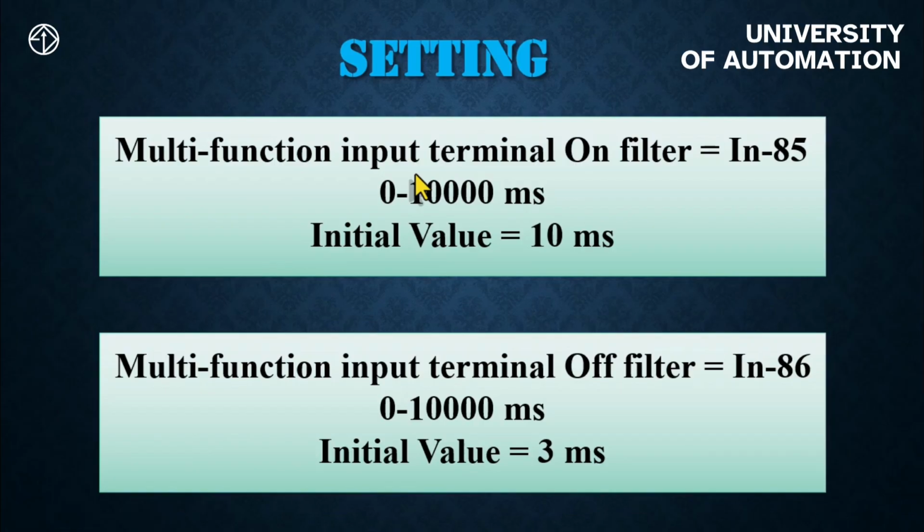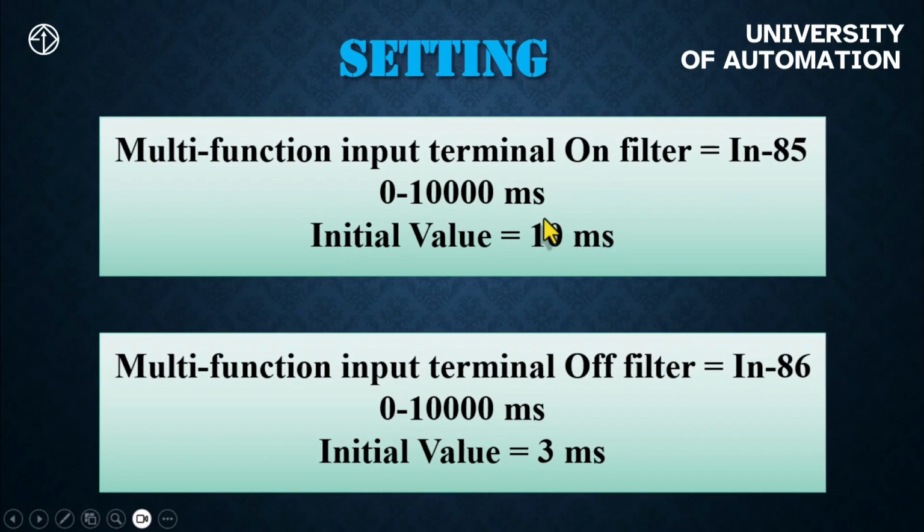But in which parameter do we need to specify this filter, this delay time, and set it up for it to become active? That is, to filter the activation of this digital input, you need to set it in parameter IN85. You should set this duration, which ranges from 0 to 10,000 milliseconds, and its initial default value is 10 milliseconds. That means in the G100 inverter, by default, all digital inputs have their delay activated, and in the on state, they have a 10 millisecond delay.